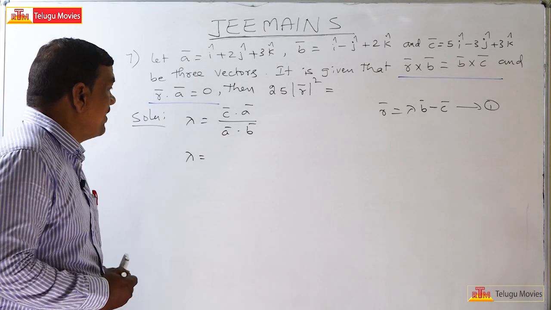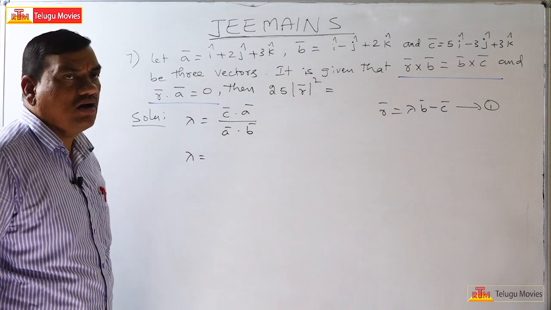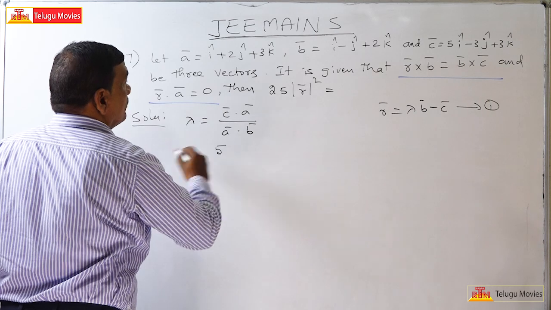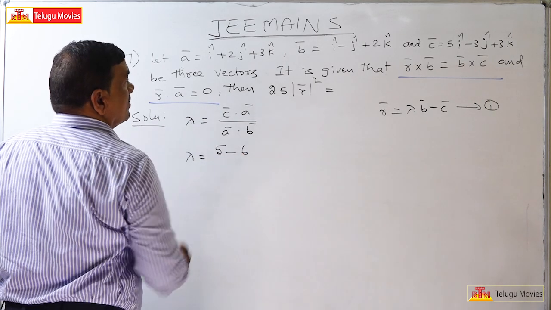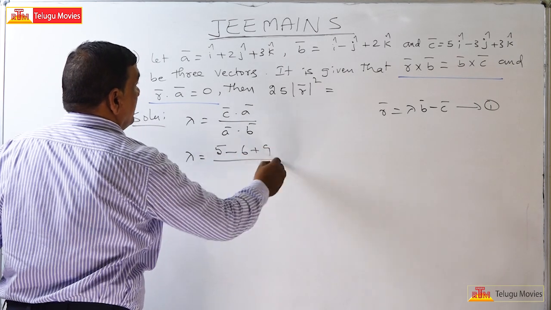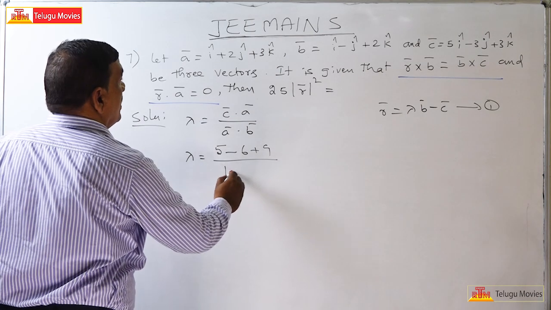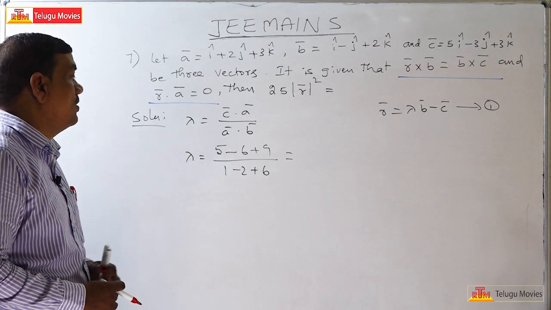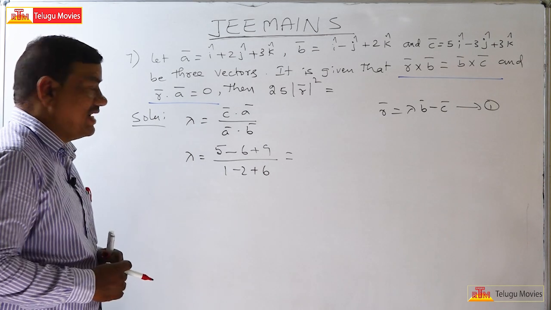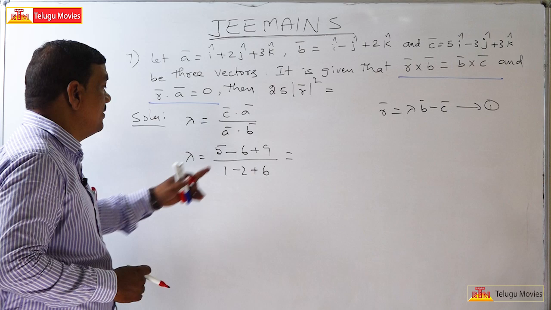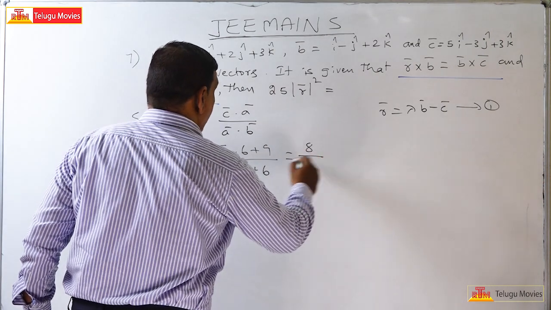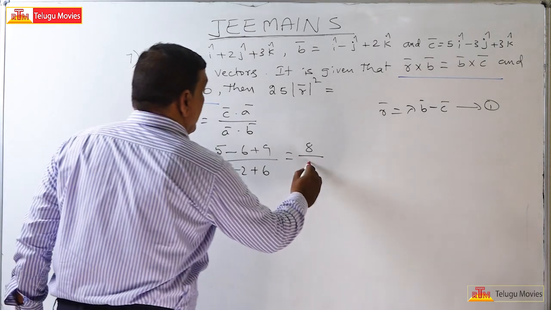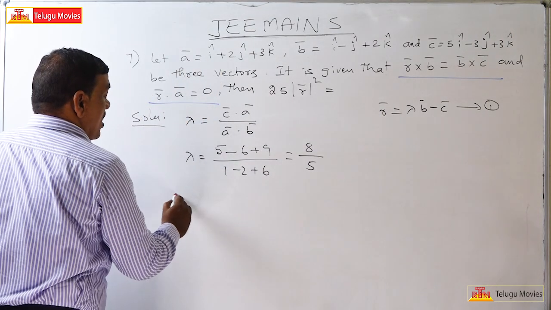Welcome back. So let us find out the lambda value. C bar dot A bar, see here, C bar dot A bar: 1 into 5, 5 minus 6 plus 9, divided by A bar dot B bar: 1 minus 2 plus 6. 5 plus 9, 14. 14 minus 6, 8. By 6 plus 1, 7. 7 minus 2, 5. So therefore what is our lambda value?